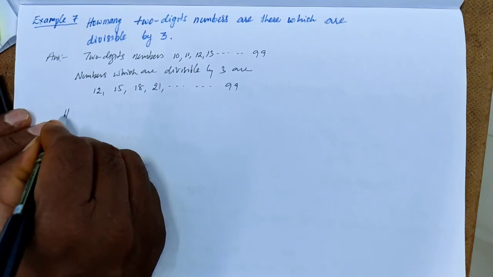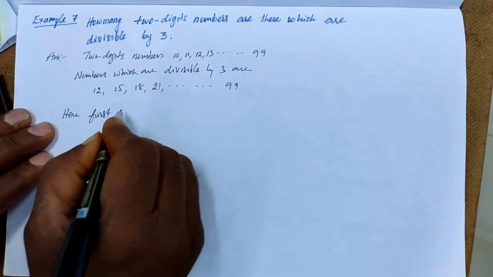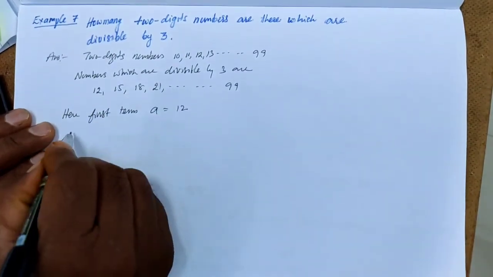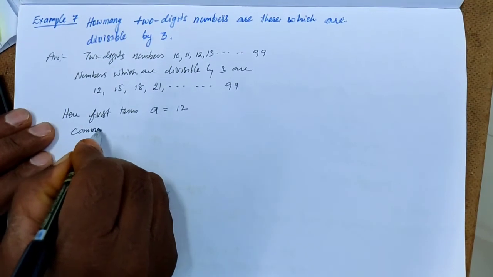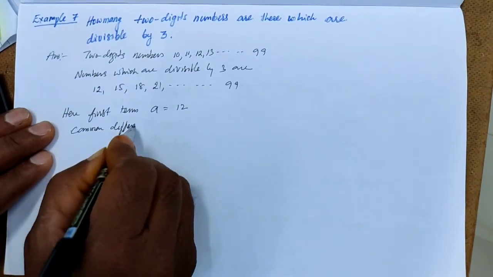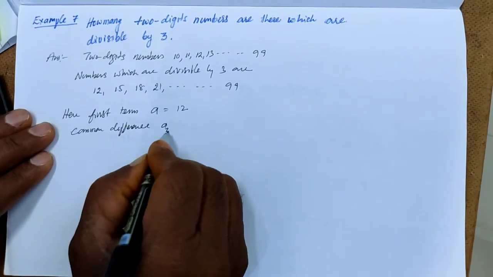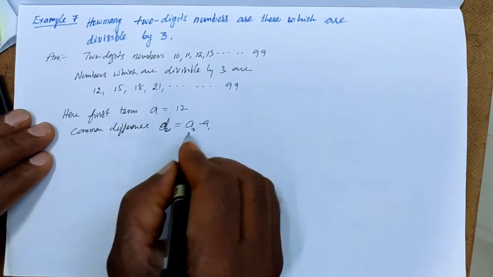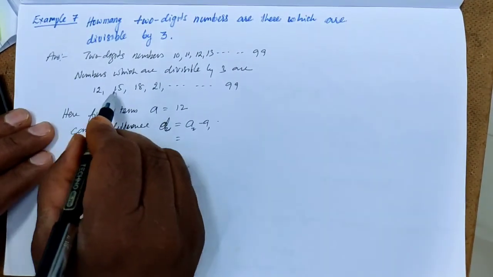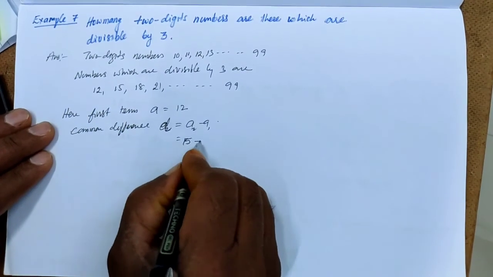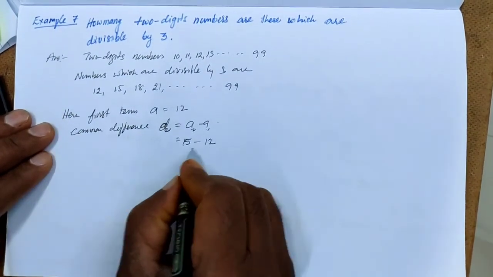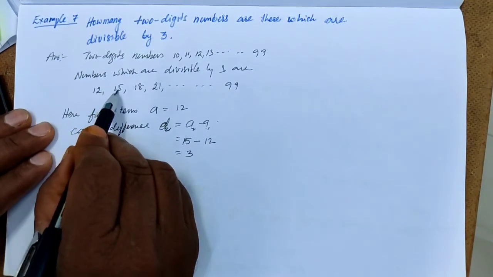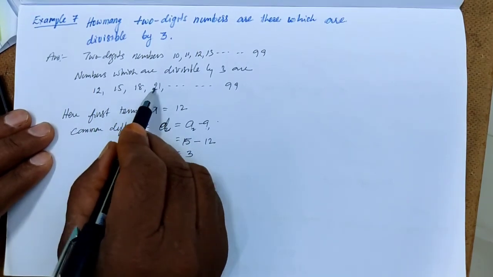So here the first term a is equal to 12 and the common difference, let d is equal to a2 minus a1. What is a2? In this, a2 is 15 and a1 is 12. So this is 3. So the common difference is 3. The difference between these two is 3, and the difference between these two is 3.